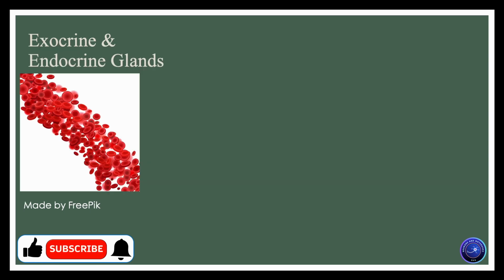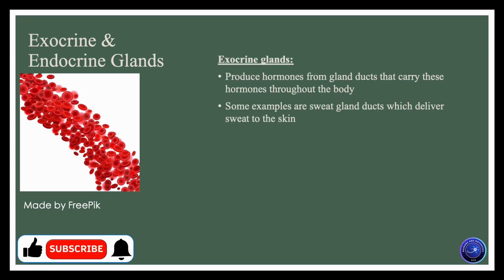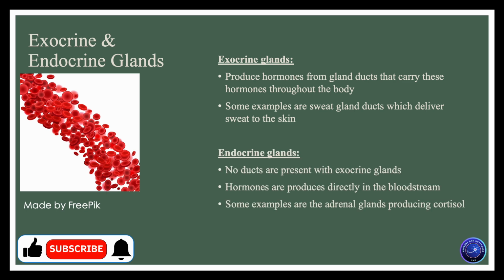Next, we'll talk about the exocrine and endocrine glands. So the exocrine glands are glands that produce hormones from ducts instead of directly into the body. Some of these can be sweat gland ducts, which use a duct to deliver the sweat to the skin. So it's important to know that exocrine glands have ducts and endocrine glands have no ducts. They just directly secrete the hormone into the bloodstream.